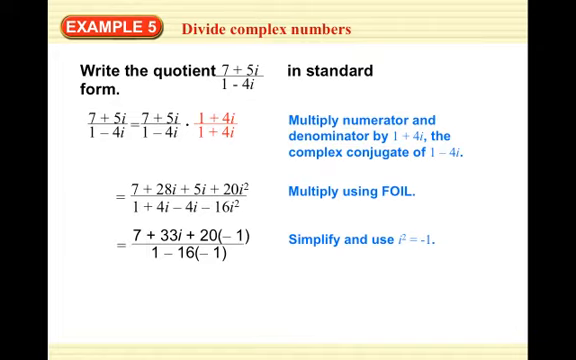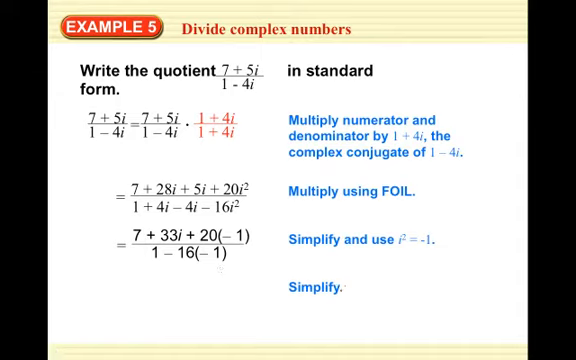Much better. Okay, and so we're going to add 28i and 5i to be 33i. So we have 7 plus 33i plus 20 times -1. And then we're going to have 1. And then look what's so cool. The 4i minus 4i, those zero out. So that's always going to happen when you multiply by imaginary conjugates or complex conjugates. And that is amazing, because that's what gives us something real in the denominator. And then minus 16, and then i squared is equal to -1.